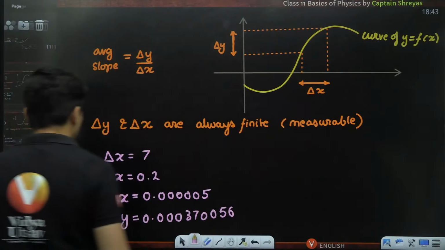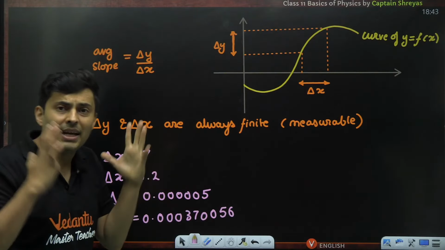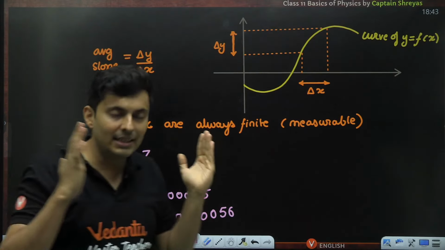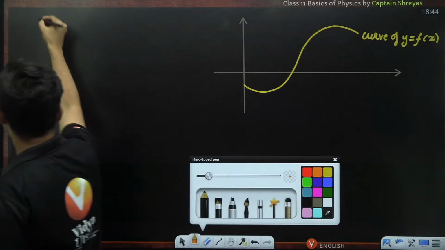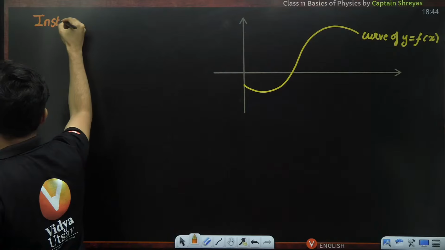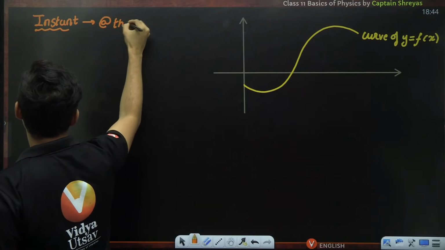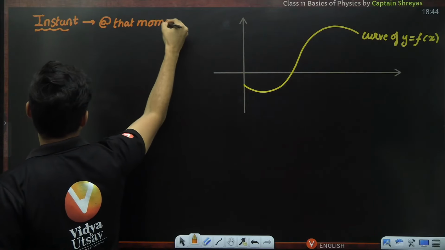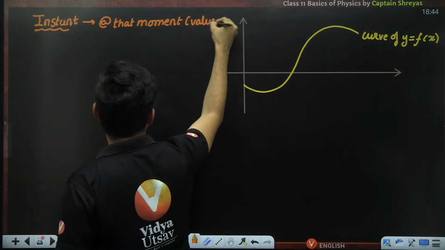Yeah. So imagine I now don't want to measure average slope. I want to measure instantaneous slope. When I say instant, what does it mean? At that moment, right? When you hear that word instant, like instant coffee, what does that mean? It is at that moment, or at that value, or at this place exactly. I'm not interested in a range, but at that value.